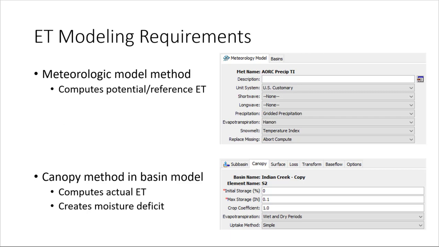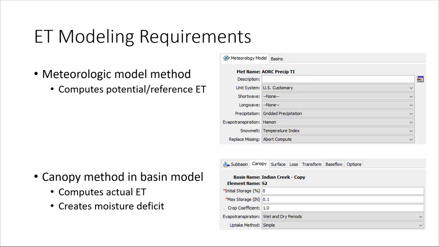In order to simulate the ET part of the water cycle in HMS, two components are needed. The meteorologic model allows HMS to use atmospheric data to estimate the potential evapotranspiration. PET is dependent on the energy input and the ability to transport evaporated water away from the surface, but is not limited by the supply of water. Actual evapotranspiration is handled by the basin model.